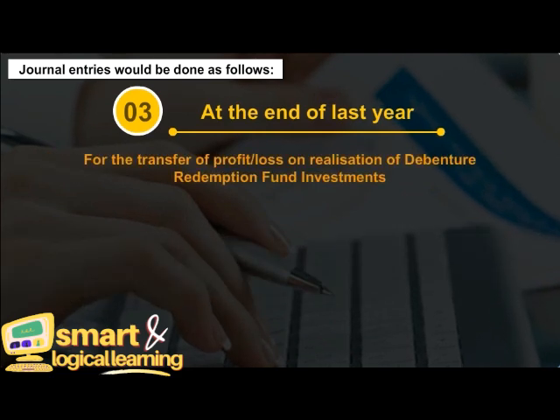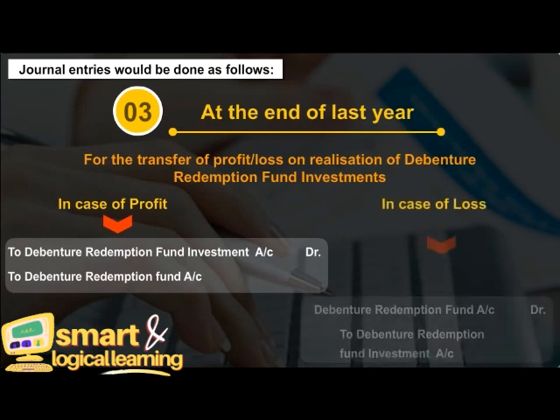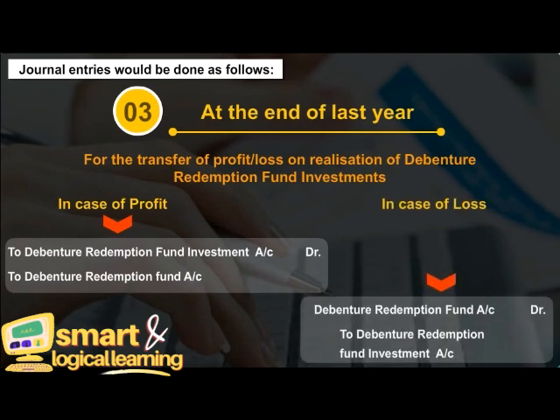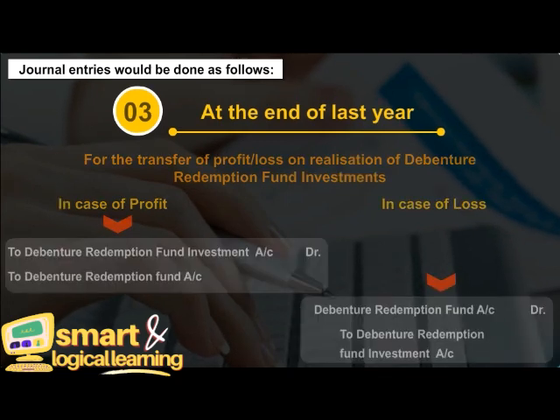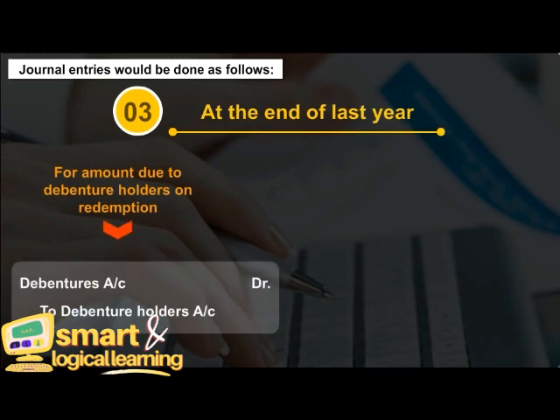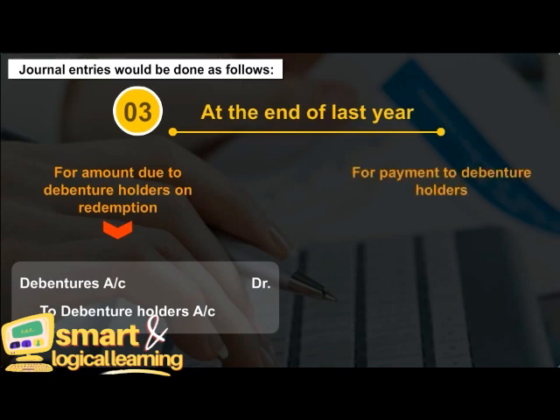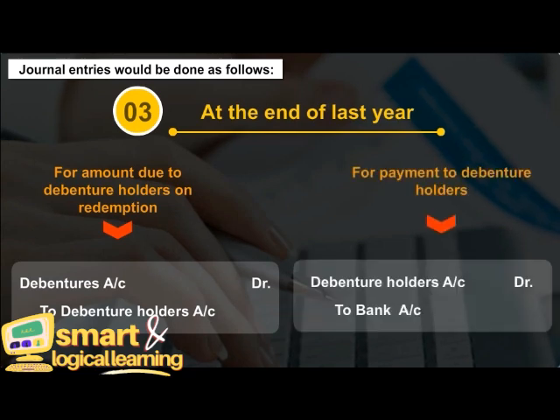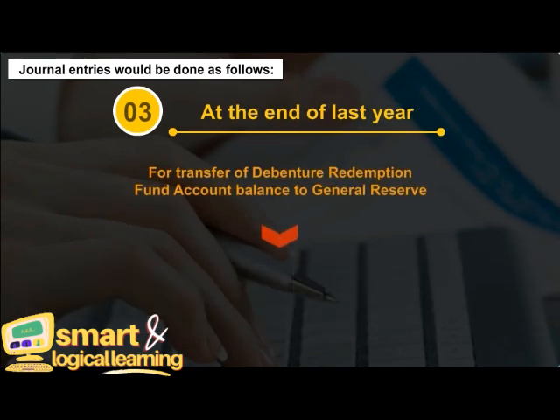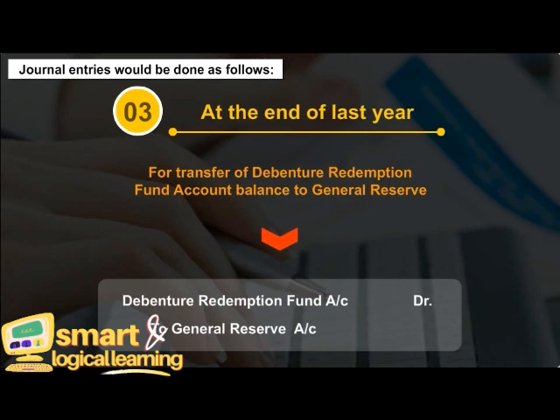E. For the transfer of profit or loss on realization of debenture redemption fund investments. F. For amount due to debenture holders on redemption. G. For payment to debenture holders. H. For transfer of debenture redemption fund account balance to general reserve.